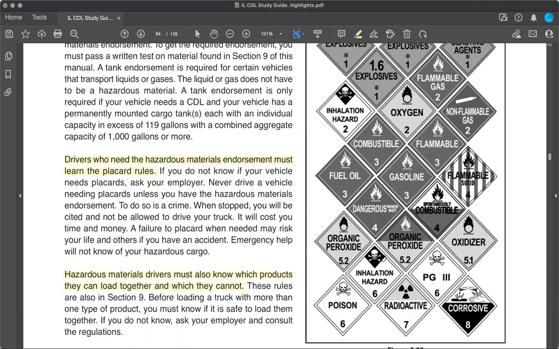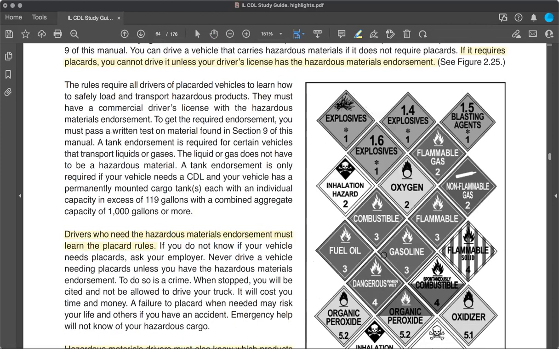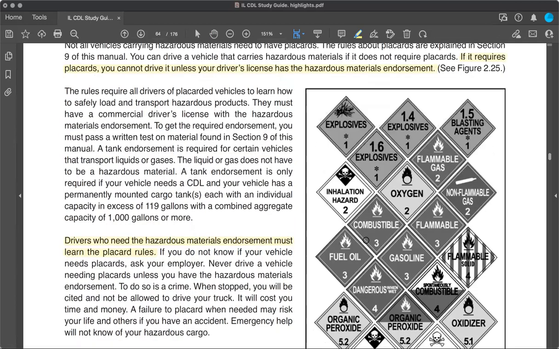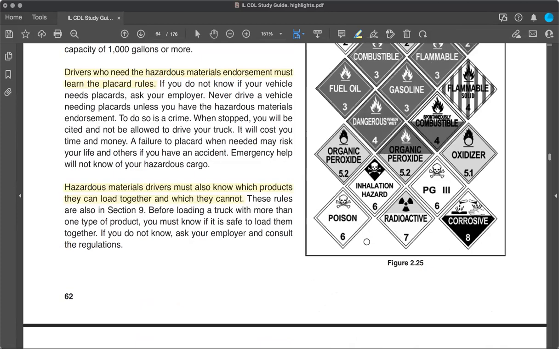To the right, figure 2.25 shows you all of those diamond-shaped placards that you might see on the side of vehicles. And those are placards.